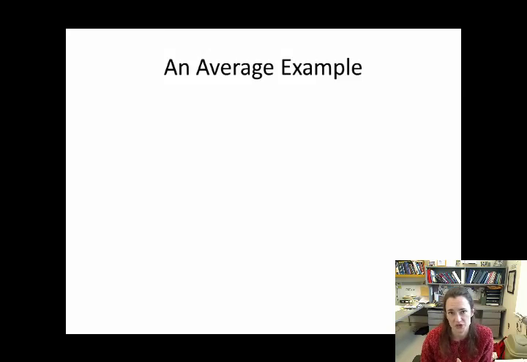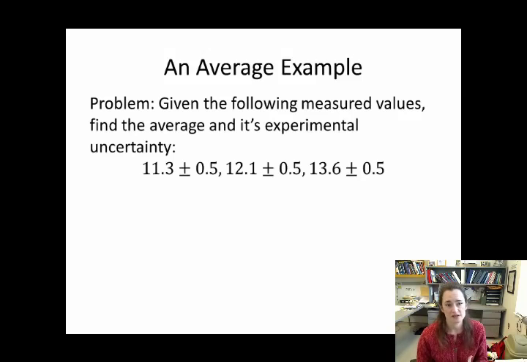Let's do an example using these two ideas. So this is a problem that I think I took from your text. Given the following measured values, find the average and its experimental uncertainty. So our values are 11.3, 12.1, and 13.6, and they all have an uncertainty of plus or minus 0.5.